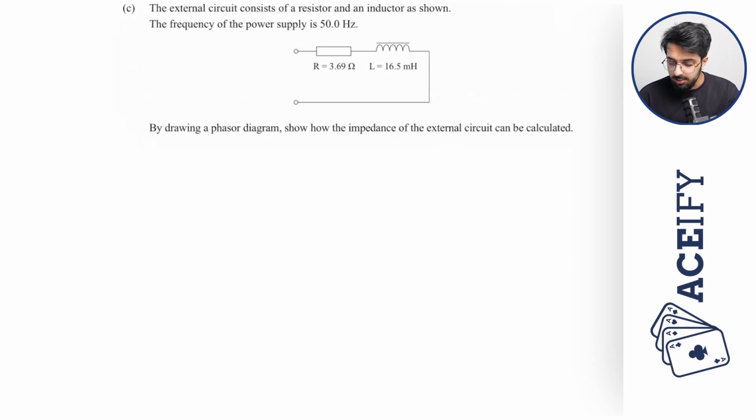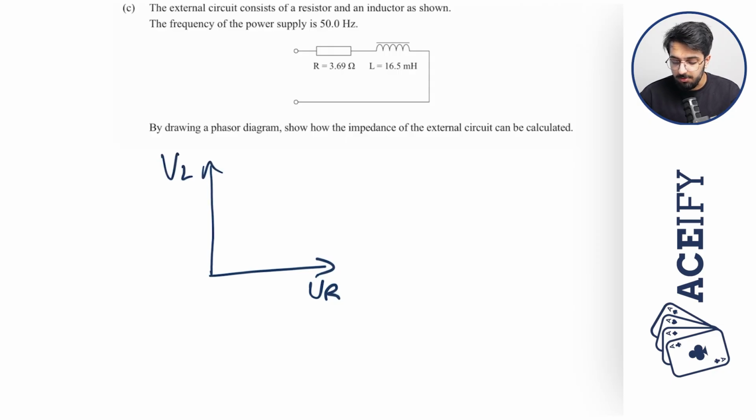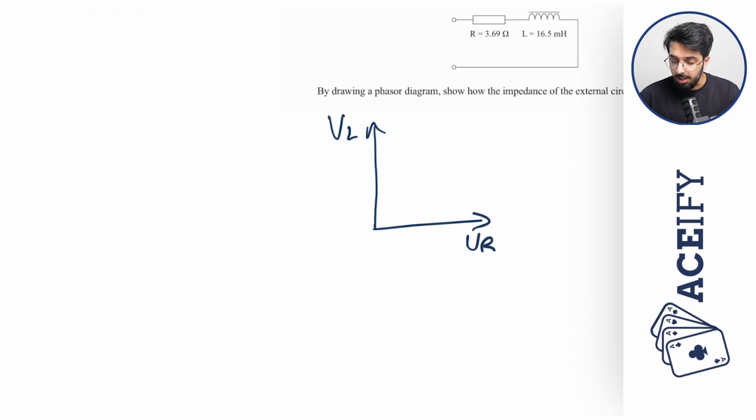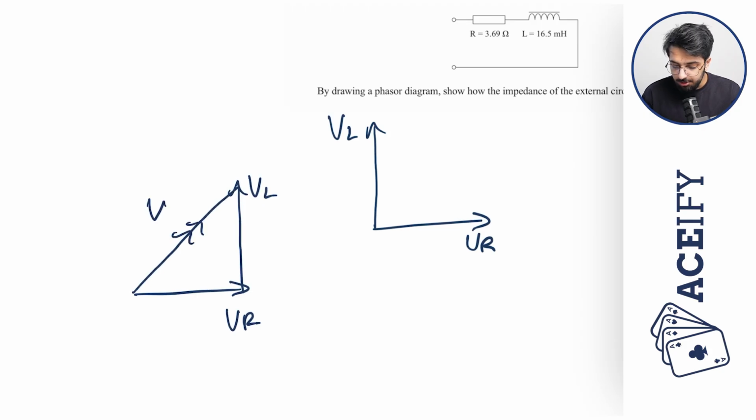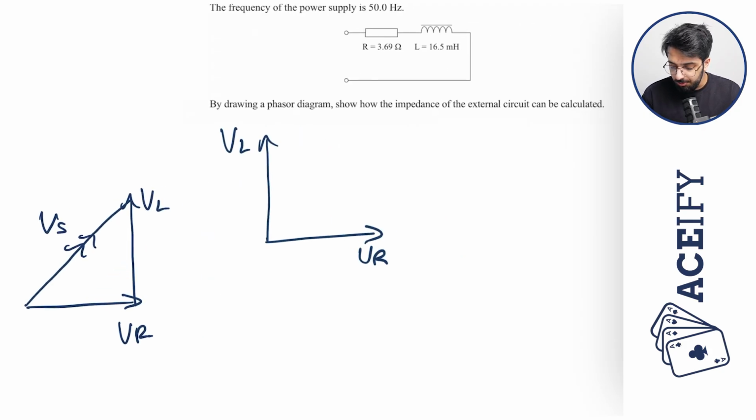Alright, so we know the phase diagram for our voltages is where we have the voltage of our resistor coming to the right like that, and the voltage of our inductor leads the voltage of the resistor by 90 degrees. Okay, so this is the voltage of our inductor. And therefore, applying vector addition to this, we have the voltage of our resistor, and this is the voltage of our inductor, like so. This resultant vector is the voltage of our supply, and so our voltage of our supply comes up like so.